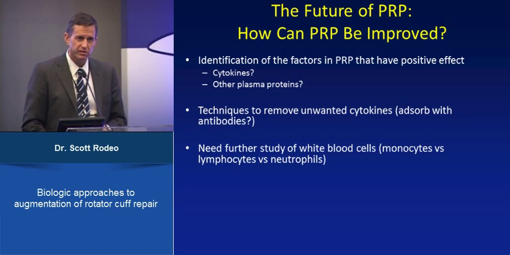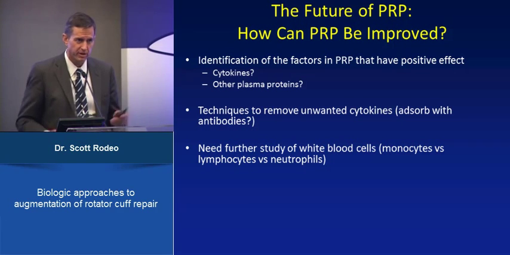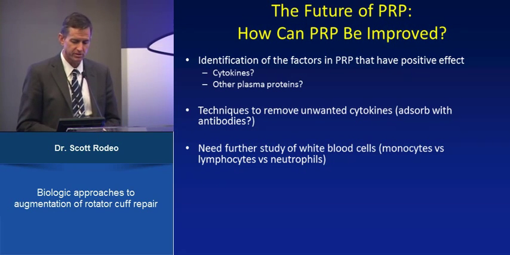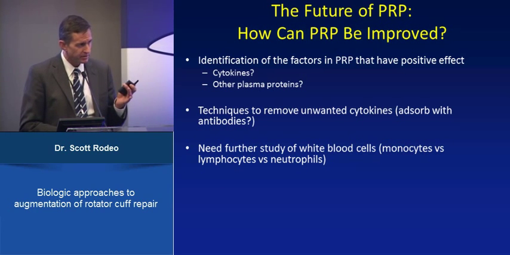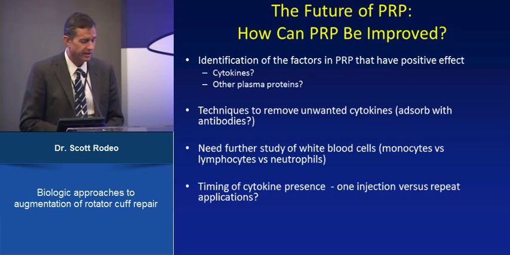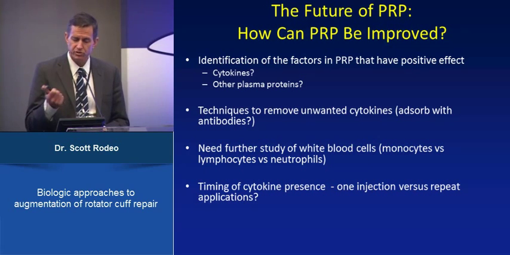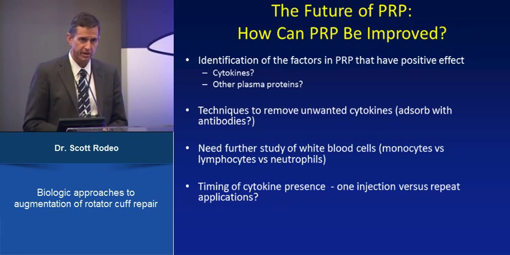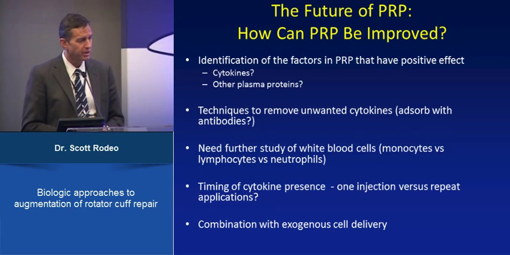We need further study of the role of white blood cells. People talk about white cells, and there's a number of different white cell phenotypes. There are monocytes, there are lymphocytes, there are neutrophils. These cells are all very different. We need to figure out what cells have a positive effect and which do not. The timing of cytokine presence is critical. Should we do one injection or should we do repeat applications of PRP? And lastly, maybe we need to combine PRP with cell delivery.